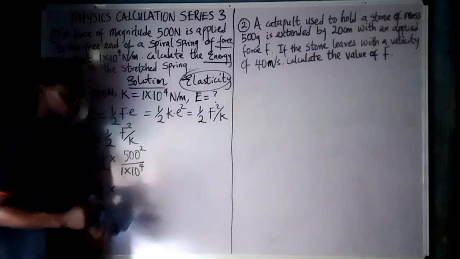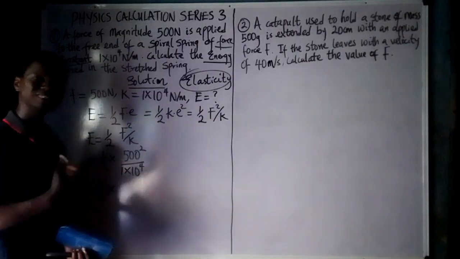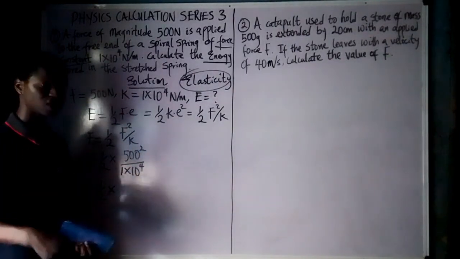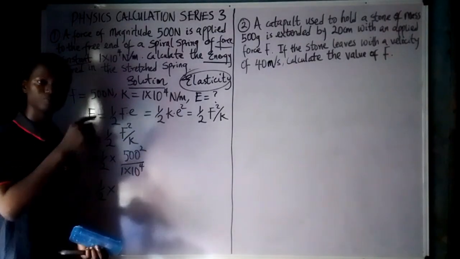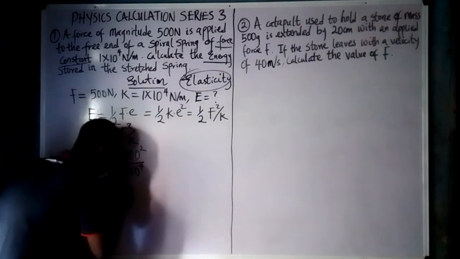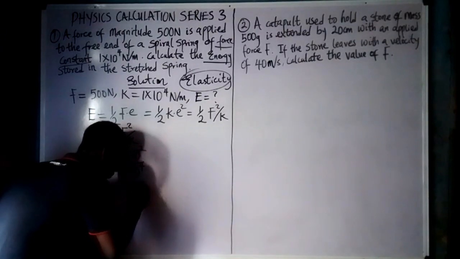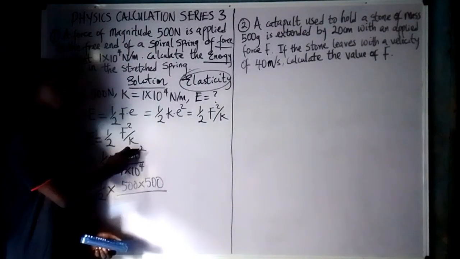500 squared means, when you are asked to find the square of a number, it's that number times itself twice. So a squared means a times a. B squared means b times b. So 500 squared here means what? 500 times 500. So that is what we now have as our numerator.